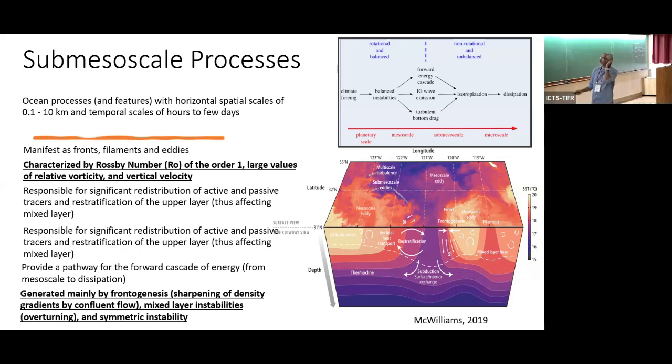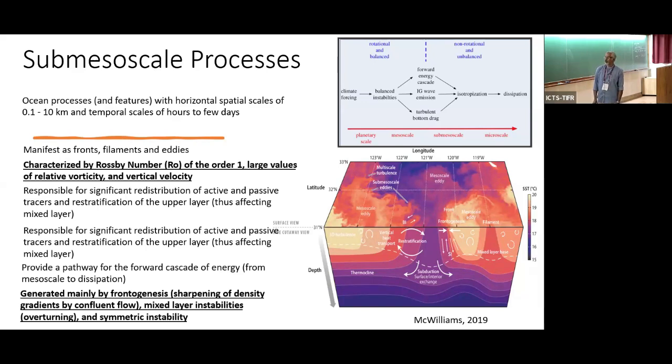Ocean processes and features with horizontal spatial scales of roughly 0.1 to 10 kilometers and temporal scales of hours to a few days are generally termed the submesoscale. Now they manifest mostly as fronts, filaments, and eddies, and they are characterized by a Rossby number of the order of 1 and large values of relative vorticity and vertical velocity.